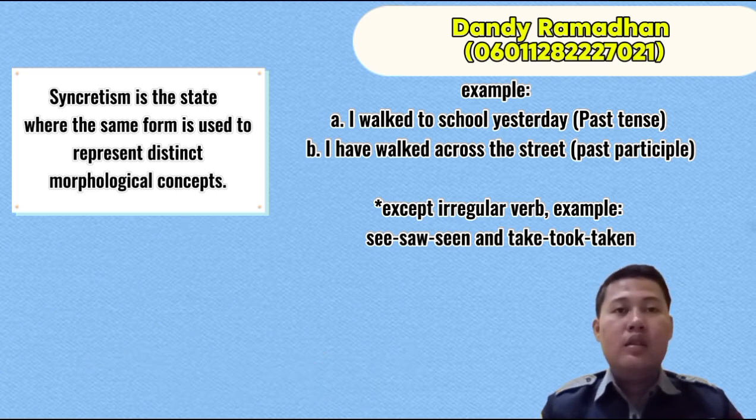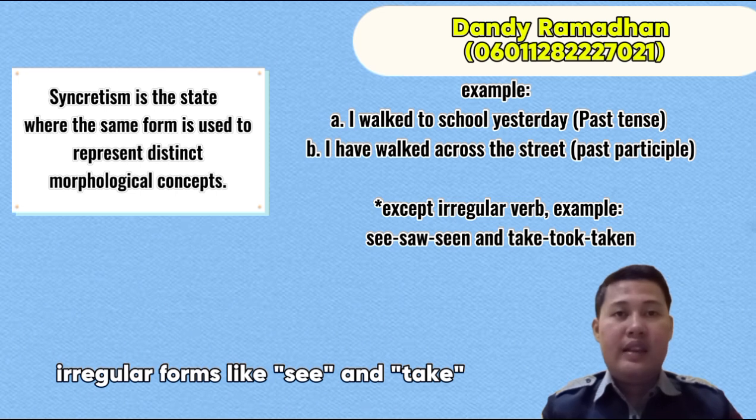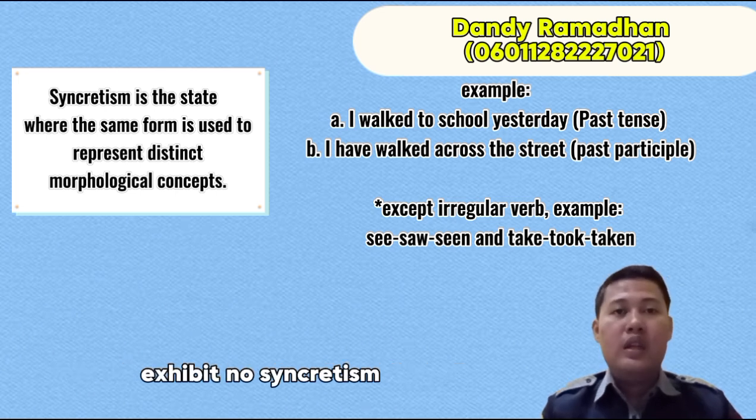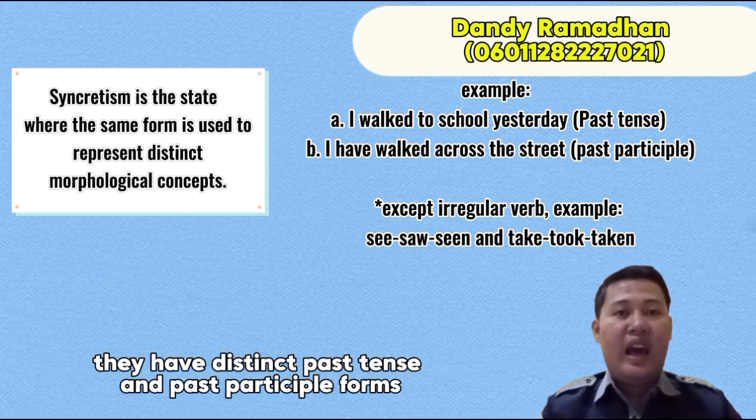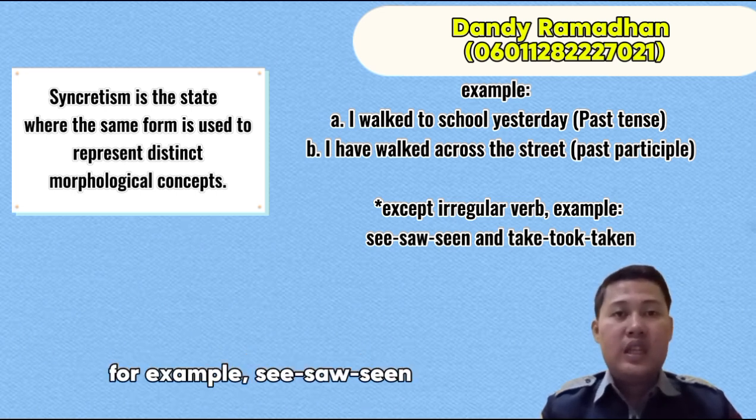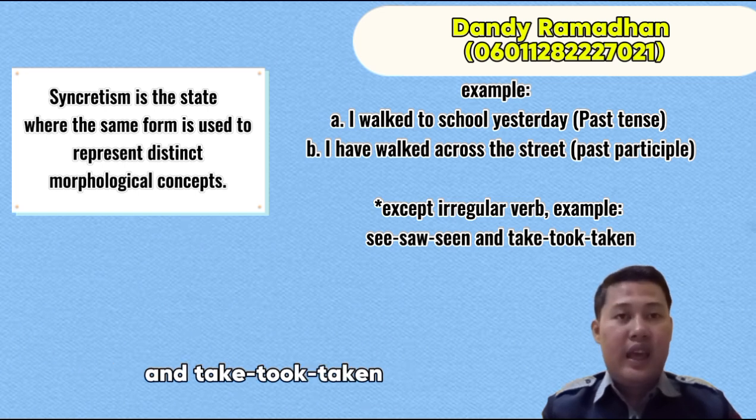Irregular verbs like see and take exhibit no syncretism. They have distinct past tense and past participle forms. For example, see, saw, seen, and take, took, taken.